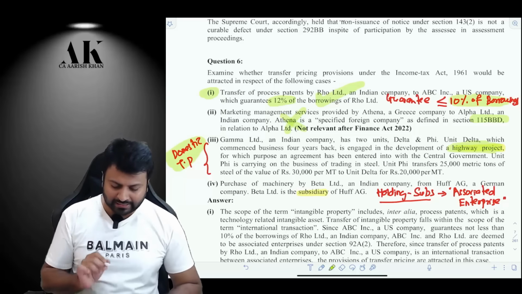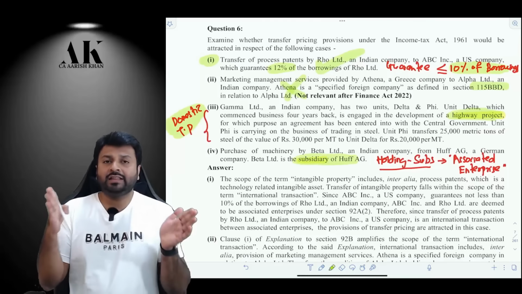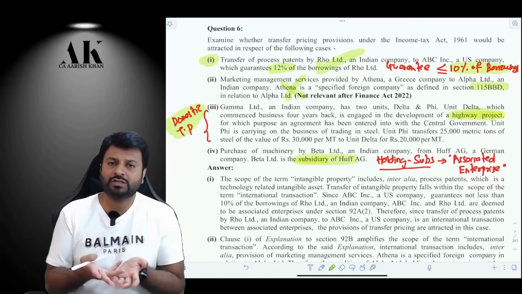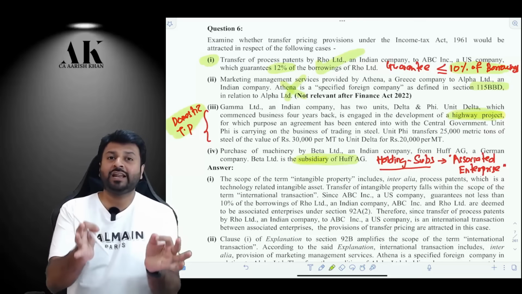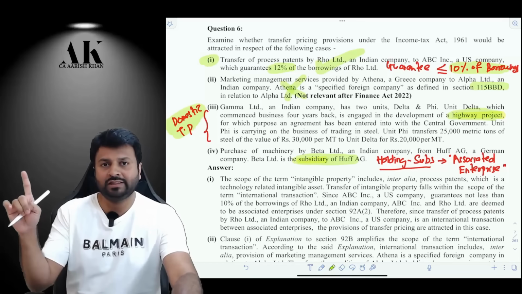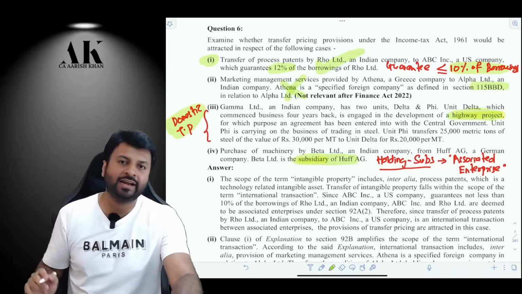Otherwise not. Okay. And the last one is if there is a holding and subsidiary, then the relationship of holding and subsidiary is deemed to be an associate enterprise, and therefore transfer pricing provisions will be applicable in that case also. So can you see this? In just 10 minutes we have completed one RTP. In this way, in 190 minutes we'll try to complete the entire 19 papers.